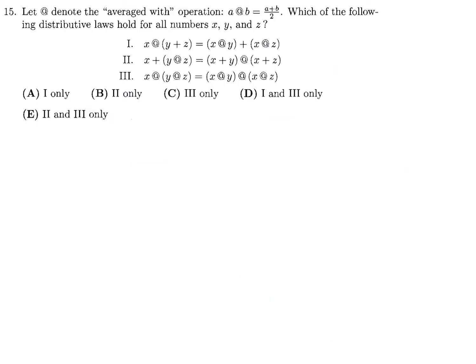Let @ denote the averaged width operation. A @ B is (A plus B) over 2. Which of the following distributive laws holds for all numbers x, y, z? Okay. Well, to avoid making things abstract, let's just use some numbers.